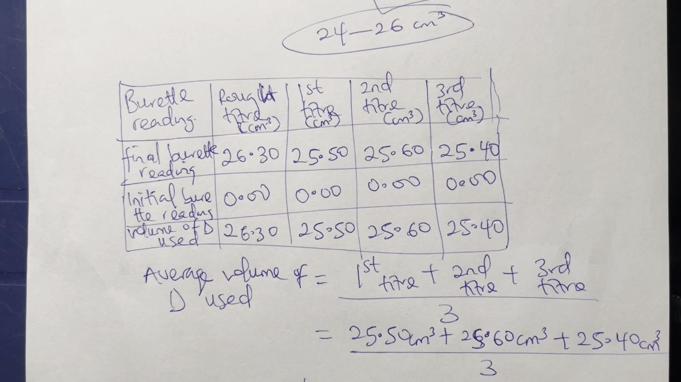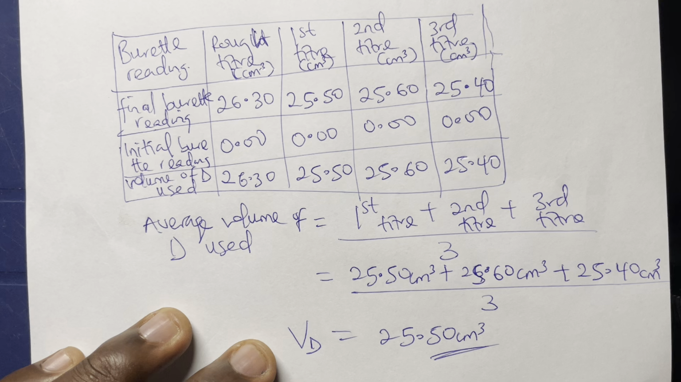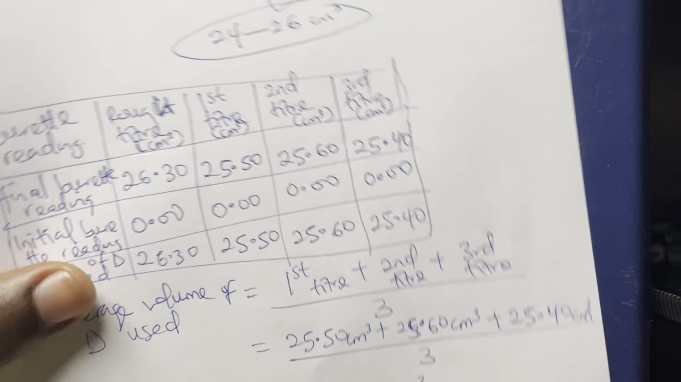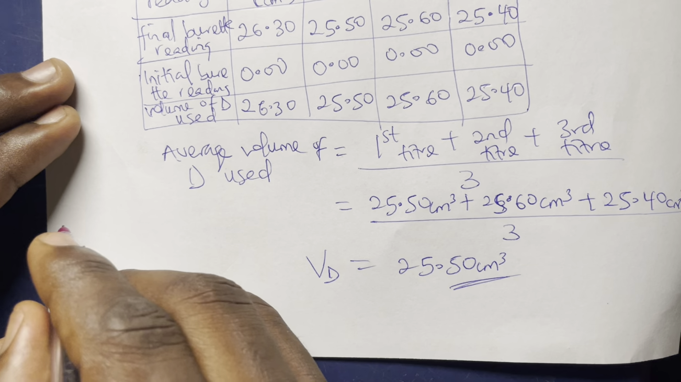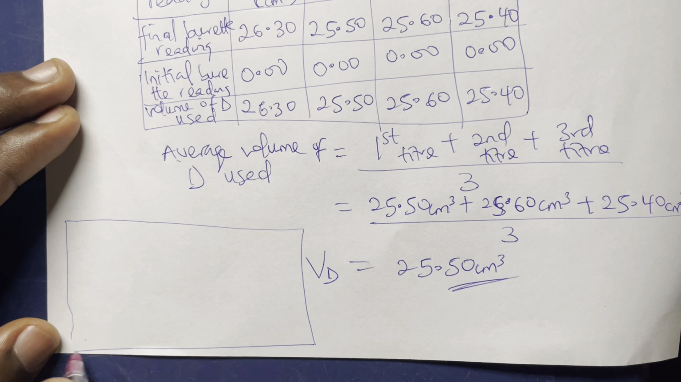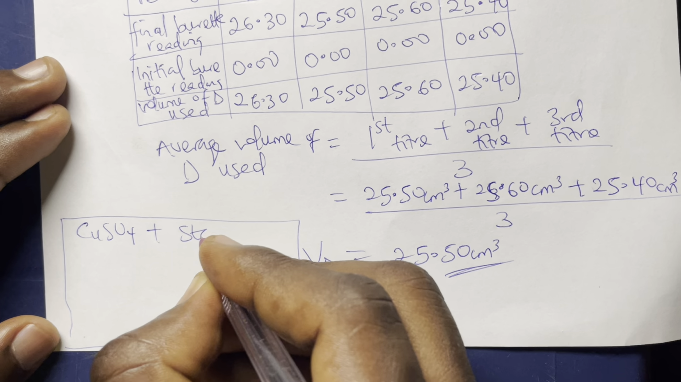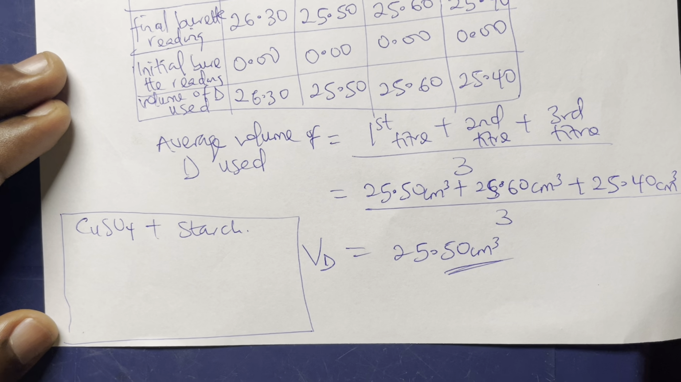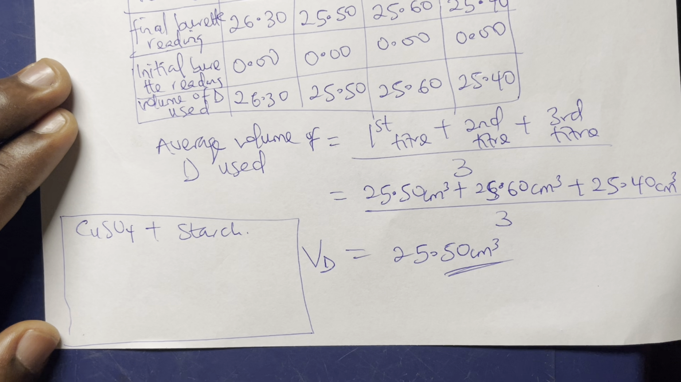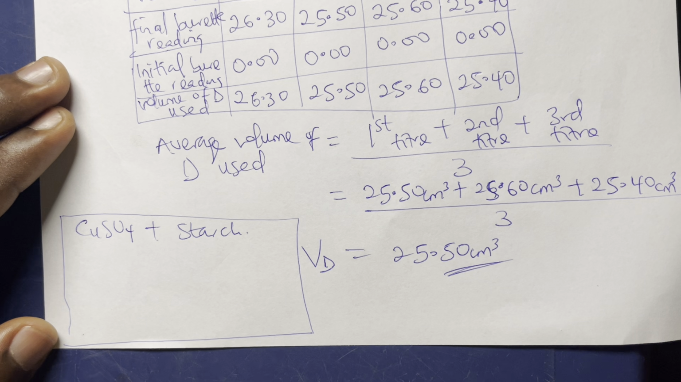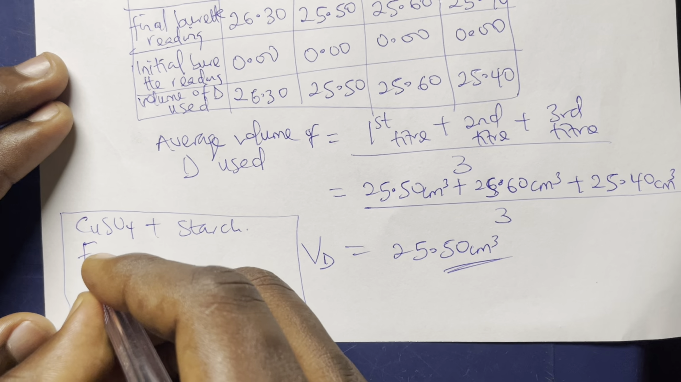Now concerning alternative B, the salt analysis, the salt you are going to analyze is kind of similar to what the other alternative, I mean alternative A, did. Now for the salt you want to work on in the salt analysis aspect, it is CuSO4 with starch. So the two of them are mixed together and labeled as FN.